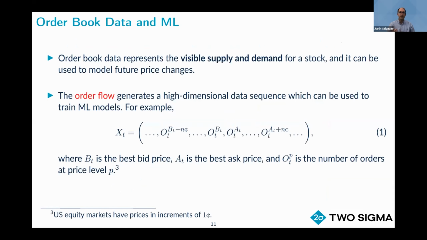This order book data represents the visible supply and demand for a stock. The order flow data is a high-dimensional sequence of the visible supply and demand at a large number of price levels, and we can try to use this data to train machine learning models to predict future price changes.